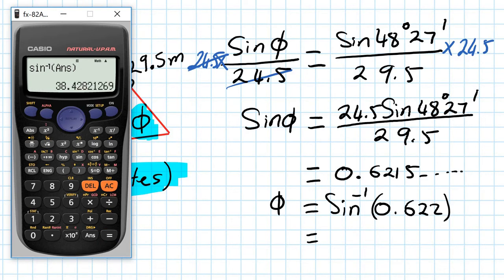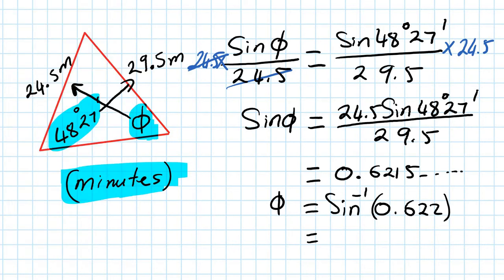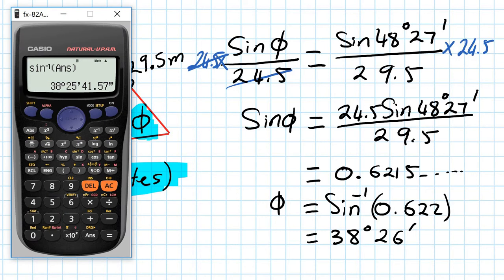Now I get 38.428 and so on degrees, and I want nearest minutes, so I press this bubble button here. I will get 38 degrees 25 minutes and 41 seconds. Because 41 seconds is close to a minute, we add to the 25 minutes, so that becomes 26 minutes. So your answer is 38 degrees and 26 minutes. That's what you round up to.